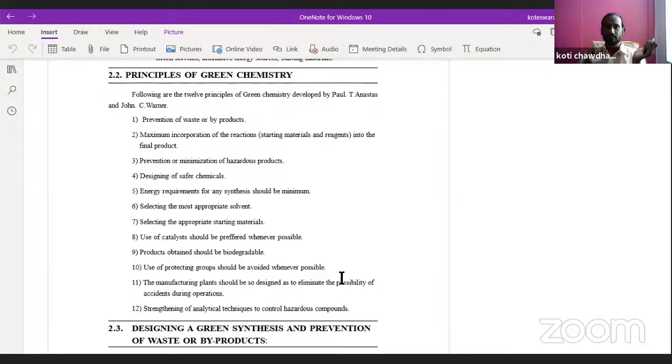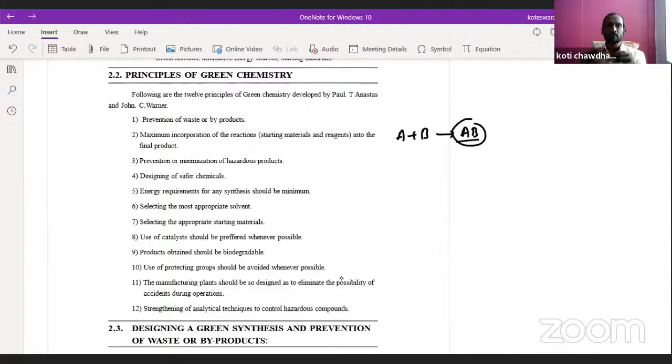The second thing is maximum incorporation of reactants into the final product. Suppose there are A and B. Both reactants react together, and after the reaction they produce AB. Now A and B are both incorporated into the product. Therefore, 100% incorporation takes place. In every case it may not be possible, but we need to keep in mind that whenever we plan a synthesis, the maximum amount of reactants should be incorporated into the product. Only then is it an economical green chemical reaction.